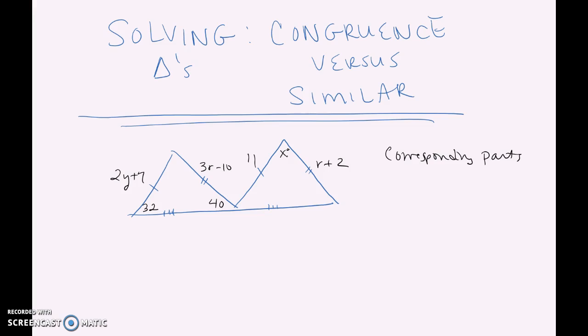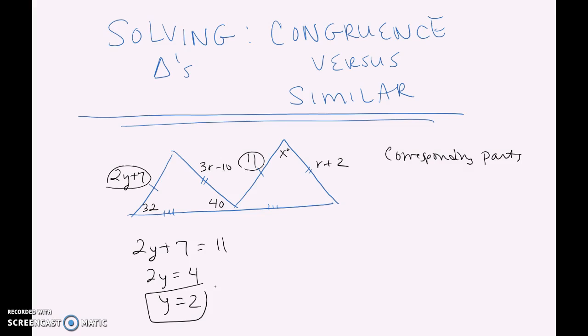So let me start with the first thing I see on the left. I have to look at the picture and know what to do with 2y plus 7. If you notice, it's on this side that has one mark. So if I compare it to the picture over here, well, the 11 also has just one mark. So I have my first equation. I can just set corresponding parts equal to each other, and then I can subtract, and then I know that y is 2.